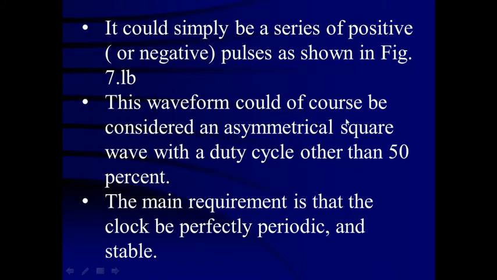The waveform could, of course, be considered an asymmetrical square wave with a duty cycle other than 50%. So if it is a rectangular or asymmetrical waveform, then the duty cycle is not going to be 50%, but may be other than 50%. It may be more than 50% or less than 50% because T1 and T2 are not the same. The main requirement is that the clock be perfectly periodic and stable.